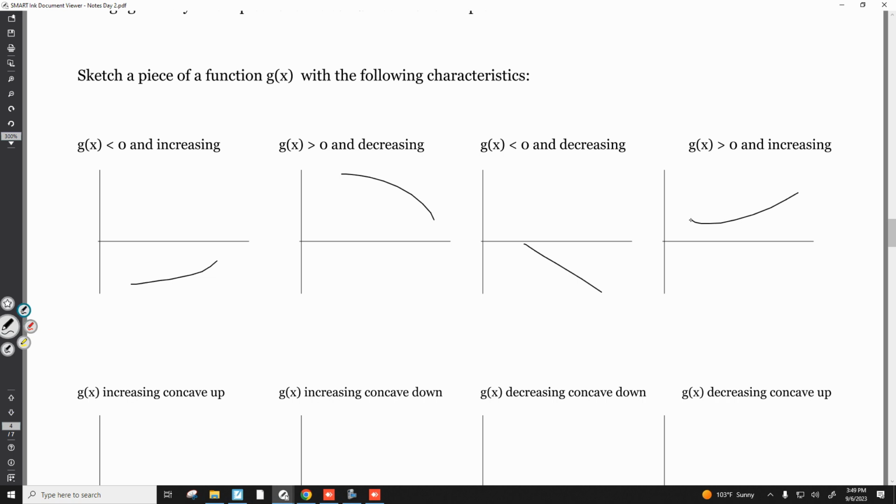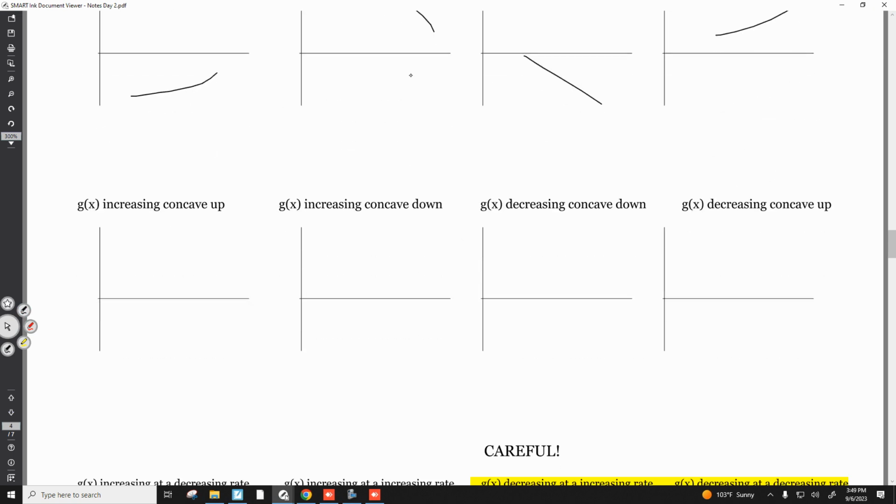I probably would get rid of this whole part there. Cool. Curvature does not matter. Now it does. For these four, positive and negative does not matter, but curvature does. So, what does something that is both increasing and concave up look like?